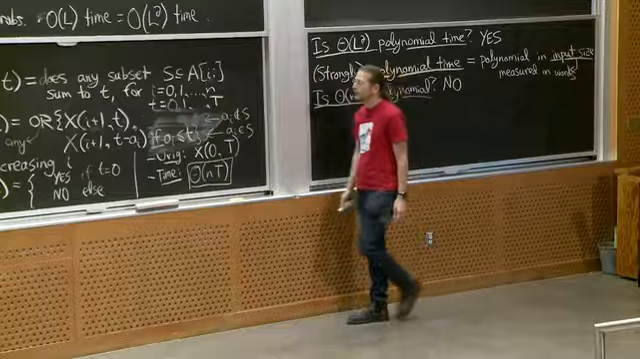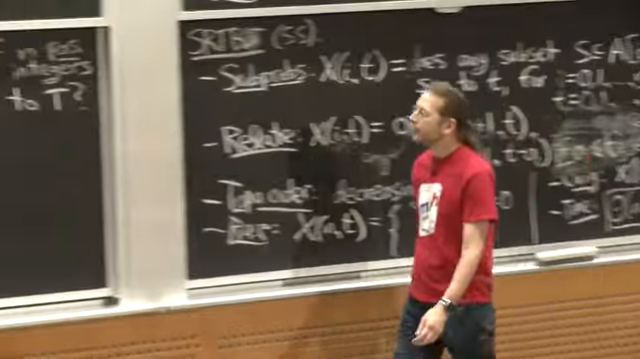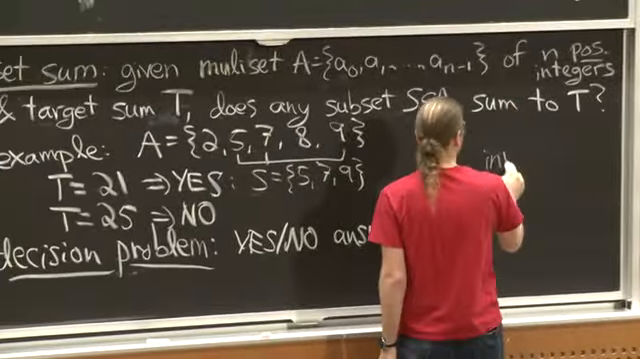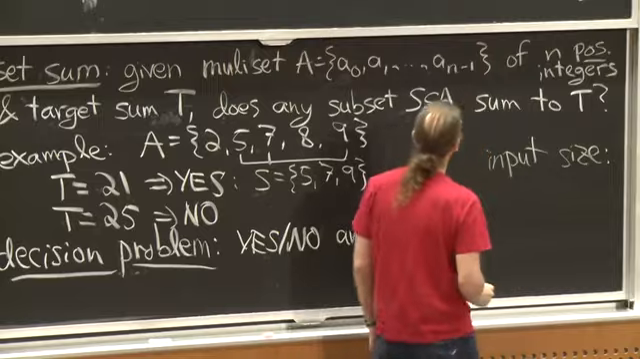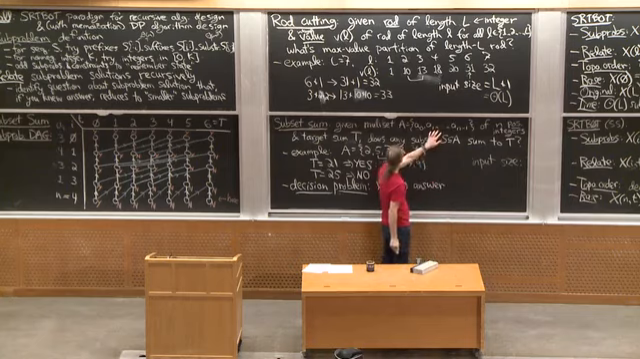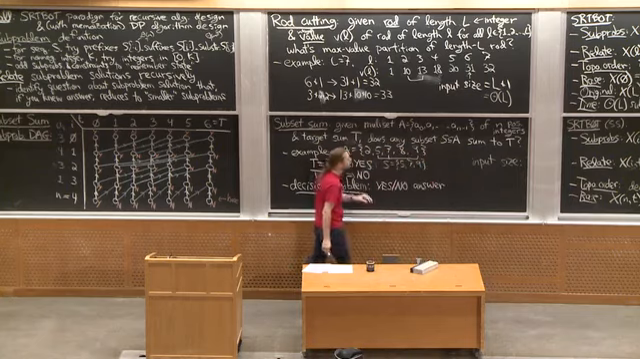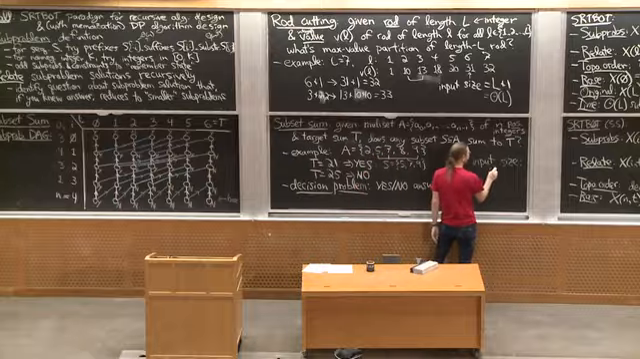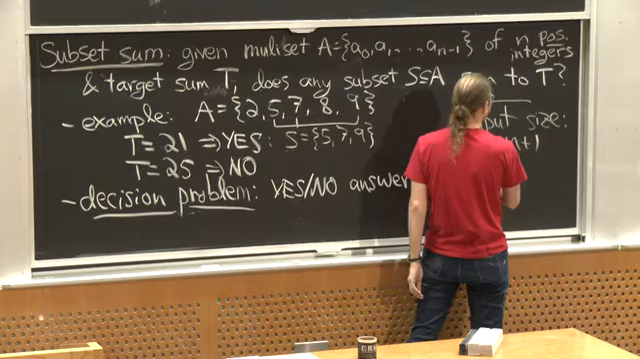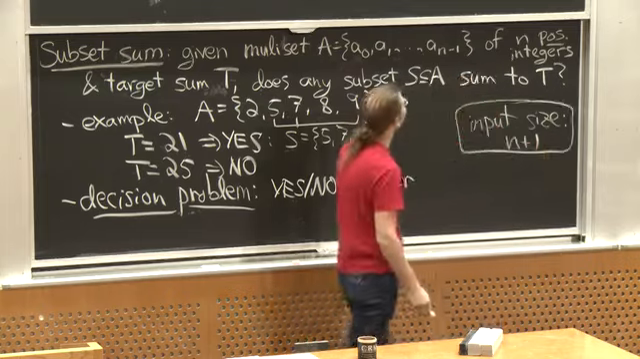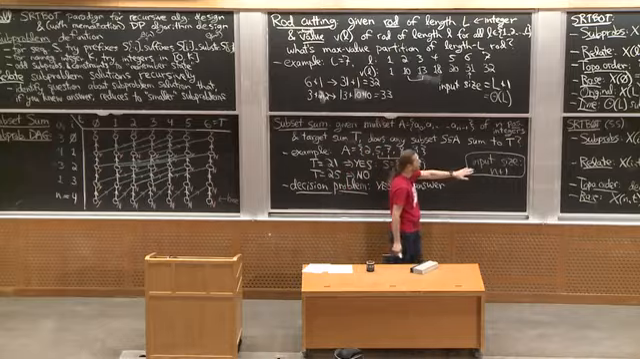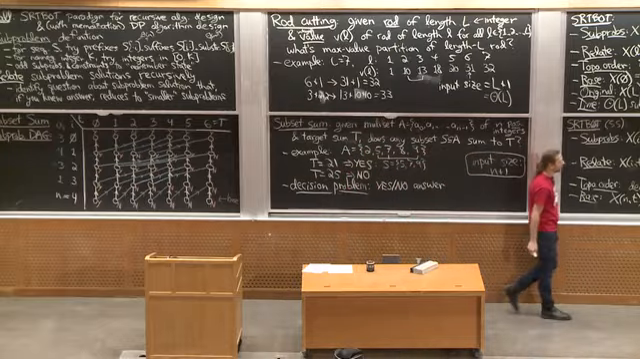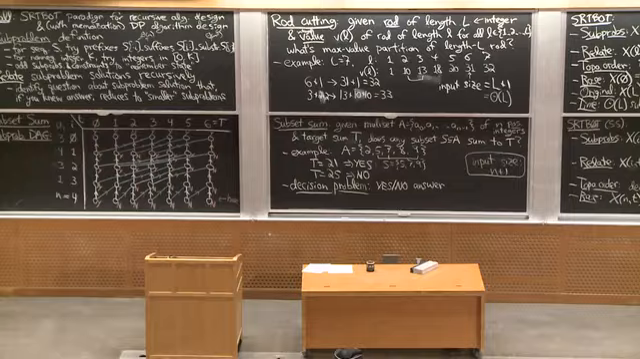Why? Because for this problem, what is the input size? How many words of input do I have? Well, I have these n integers, and then I also have the target sum. So similar to up above, our input size is n plus 1. Okay, but now the labels really matter. Before, it was L plus 1, and our running time was a function of L. Now our input size is just n plus 1, but our running time is a function of both n and T.